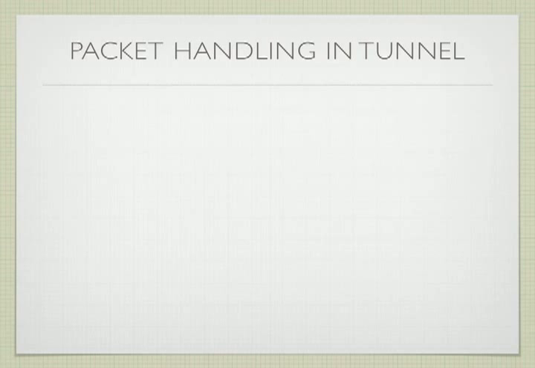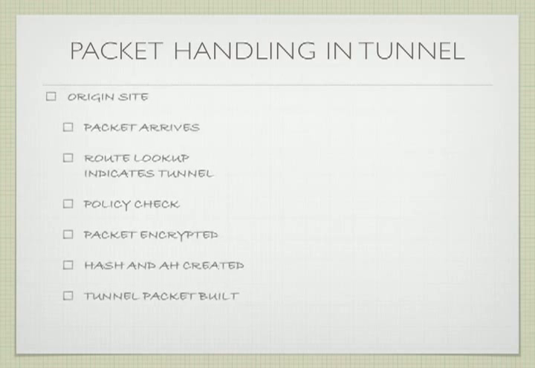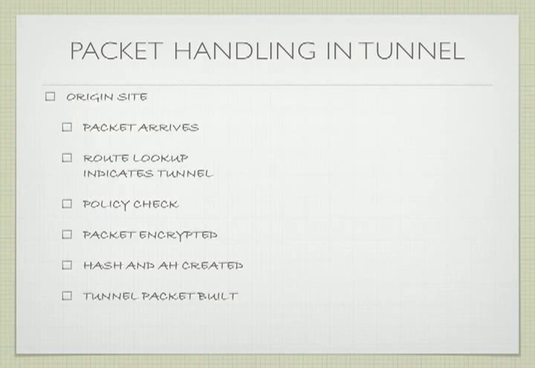Okay, so now we're going to take a look at the packet handling once this tunnel is up and running. At the originating site that's generating the traffic, the packet will arrive. The route lookup will indicate that it has to go up through the tunnel. It will check the policies for that tunnel and make sure this is permitted. If it is, it will then encrypt it, hash it, and prepare it for transit across the tunnel and send it over.